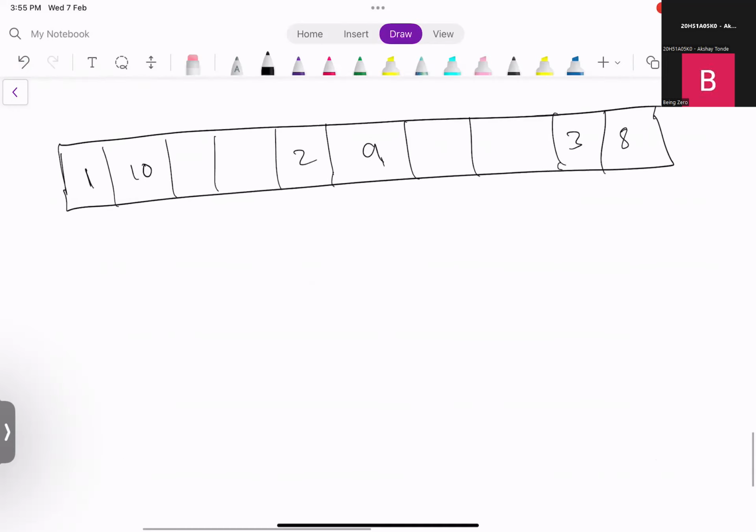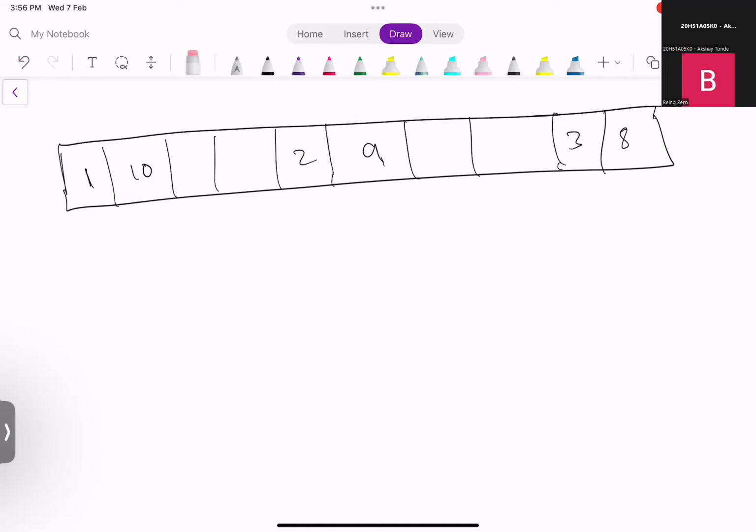But here, what is happening? 1 is paired with 10, 2 is paired with 9, 3 is paired with 8. In this, it's balancing out by making sure that the sum remains the same, right? So 1 plus 10 is 11, 2 plus 9 is 11, 3 plus 8 is also 11, right? So that's the benefit of this.